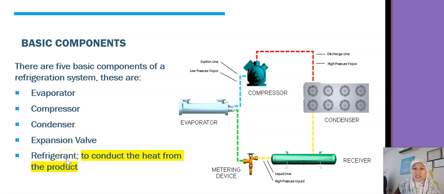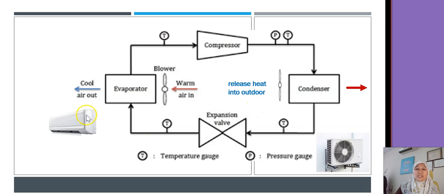And refrigerant is the substance, or we call it the fluid, that we use to do the work of absorbing heat and also releasing the heat. It will change from vapor state and go back to the liquid state. Okay, that's how it works. So we go into detail after this.